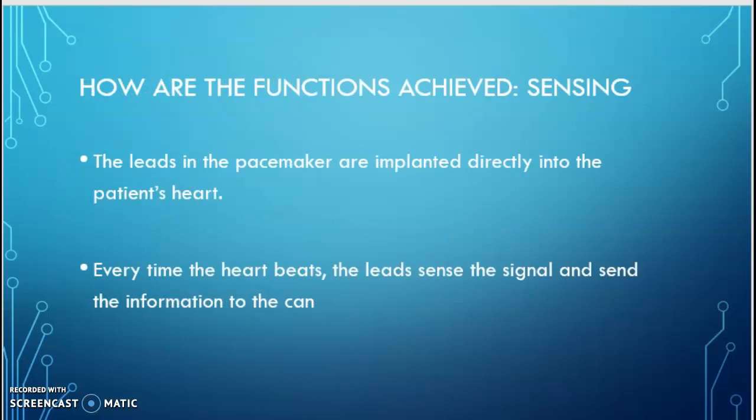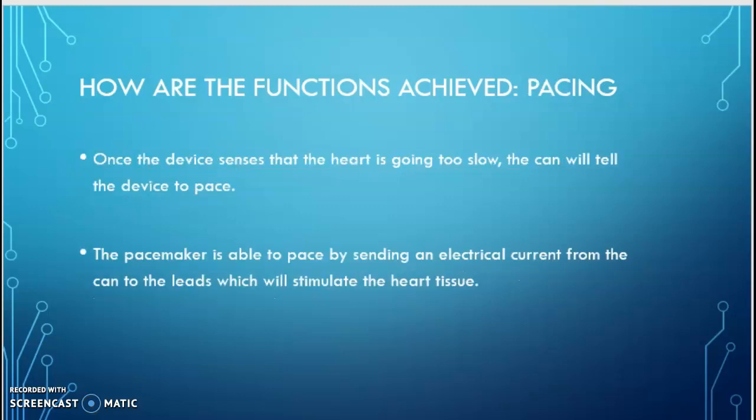So how are these functions achieved? Let's talk about sensing. The leads in the pacemaker are implanted directly into the patient's heart. Once the leads are inside the heart, they are screwed into the heart tissue to give the device a good signal. A passive lead is not screwed in. Instead, it hooks onto the heart tissue, which we call trabeculae, with tines to give the device a good signal. Every time the heart beats, it creates a signal that the pacemaker can see through the leads. The leads sense the heart signals, and then send that information to the can.